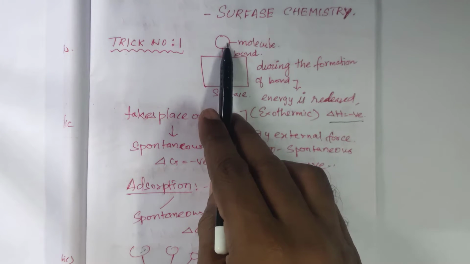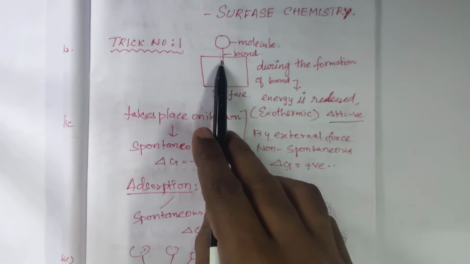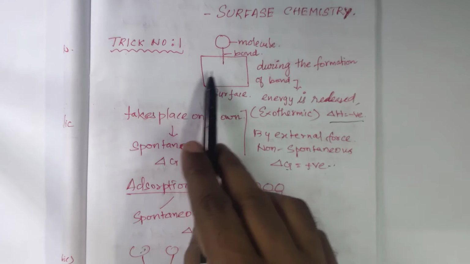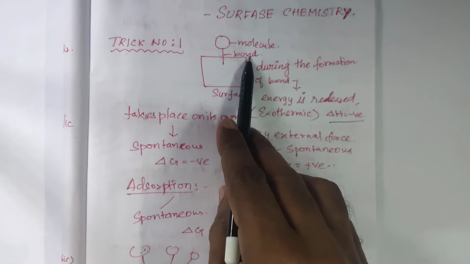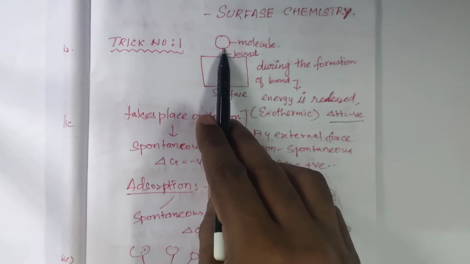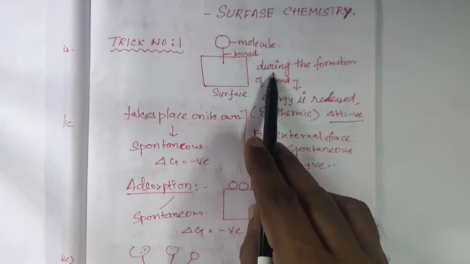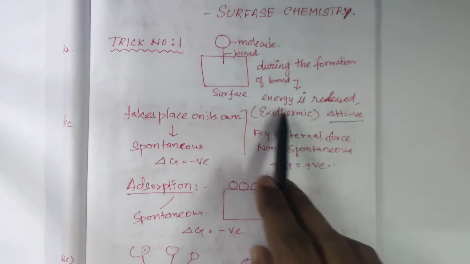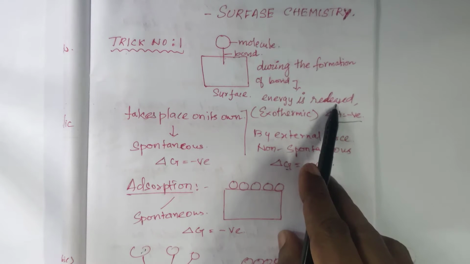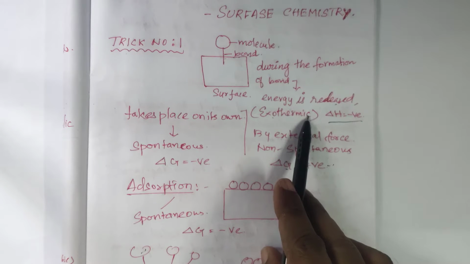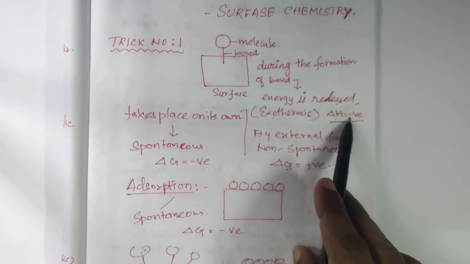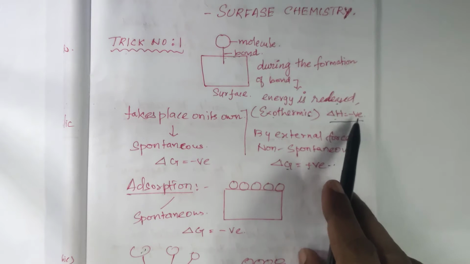Here the molecules come in contact with the surface, and the bond is weak or strong according to the adsorption nature. During the formation of the bond, energy is released. Therefore, it is exothermic. Whenever it is exothermic, we already know the delta H value is negative.